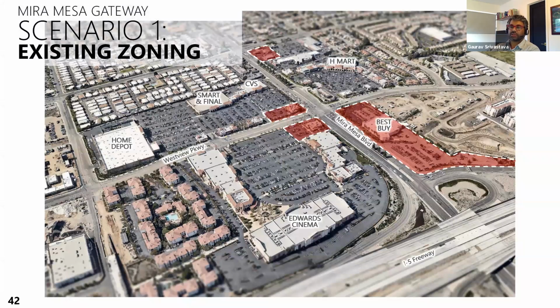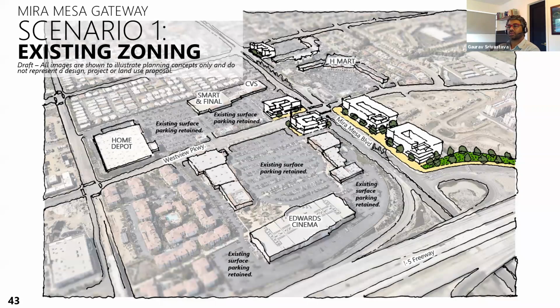There is an existing park and ride facility just east of the Best Buy site, and the assumption in this hypothetical development study is any new use that occurs on that site would accommodate any park and ride parking needs. All existing retail anchors, the major ones, are retained, as well as their existing surface lots.